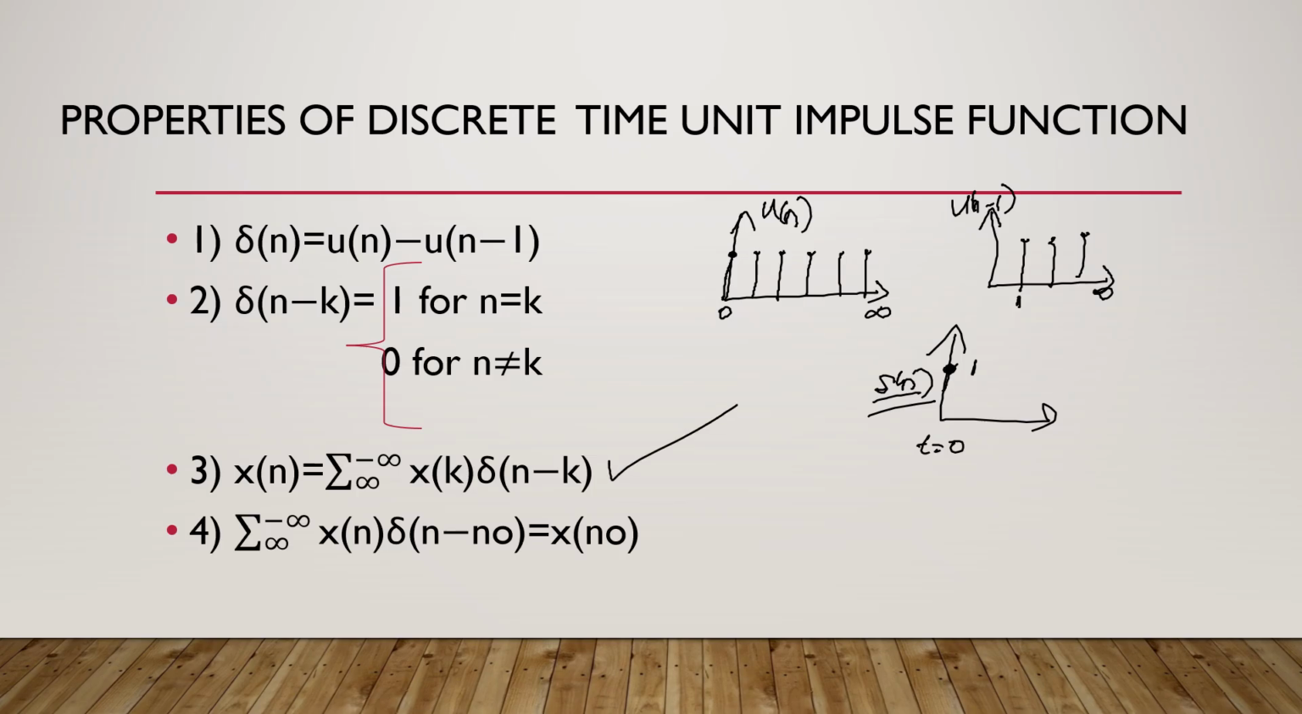The same thing, the convolution property, here also: x of n is equal to the summation from k equal to minus infinity to plus infinity of x of k delta of n minus k. Now, this also we have seen. If x of n is shifted by n minus n0, we get the value x of n0. These are the properties of the discrete time unit impulse function.